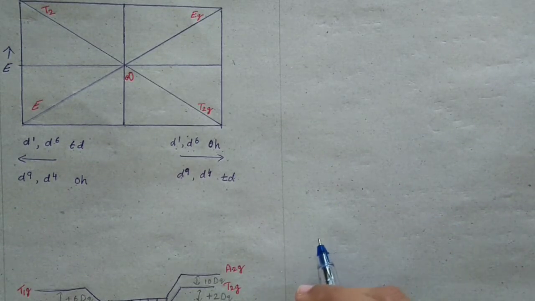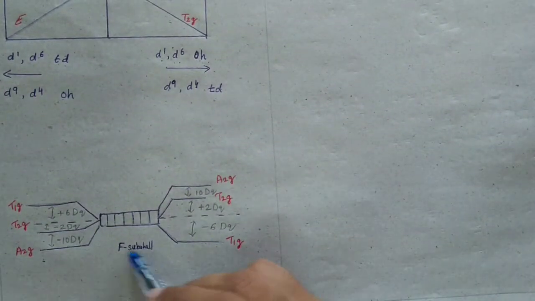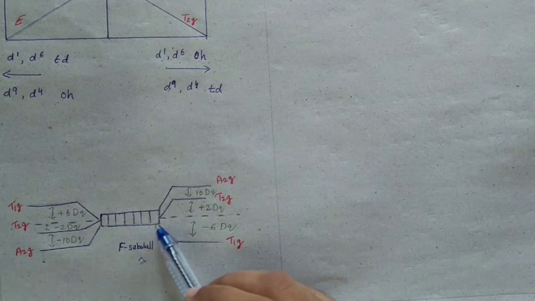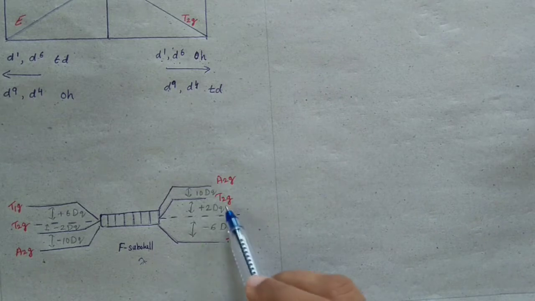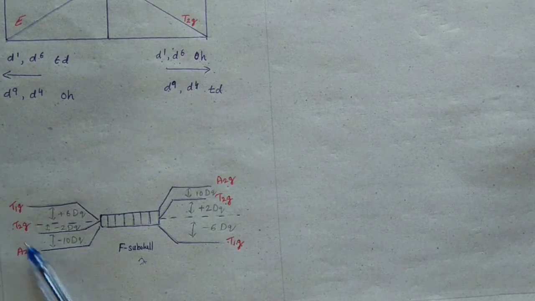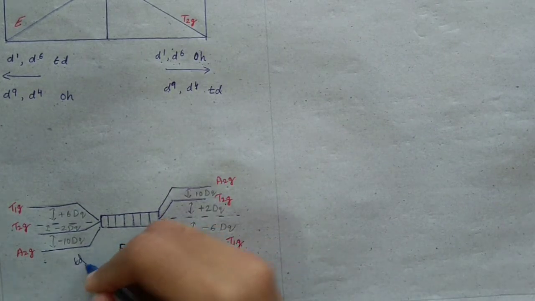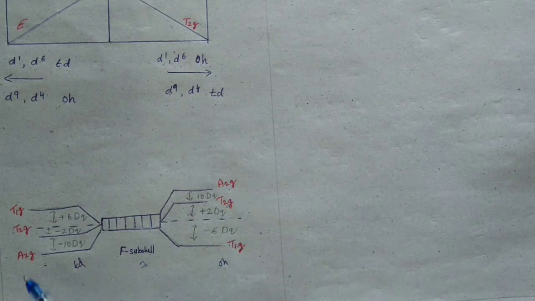Before that, the splitting of the f orbital is important. So what is the splitting of the f orbital? The f subshell has 7 orbitals: 1, 2, 3, 4, 5, 6, 7. So how is the f subshell split? The first one, low energy, is T1g, then T2g, then A2g. In tetrahedral it is A2g, T2g and T1g. This is octahedral and this is tetrahedral.